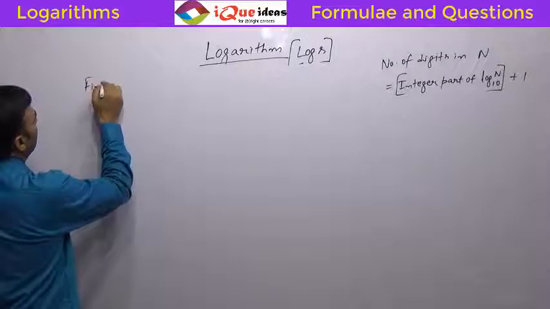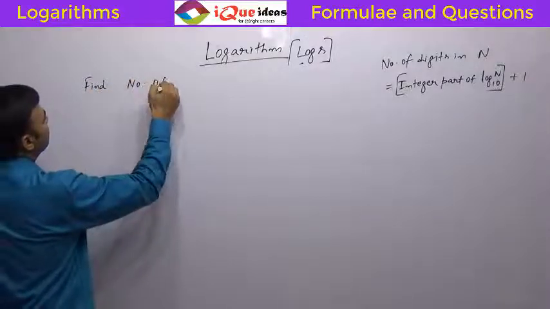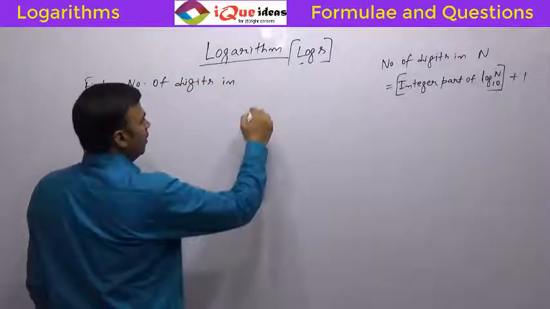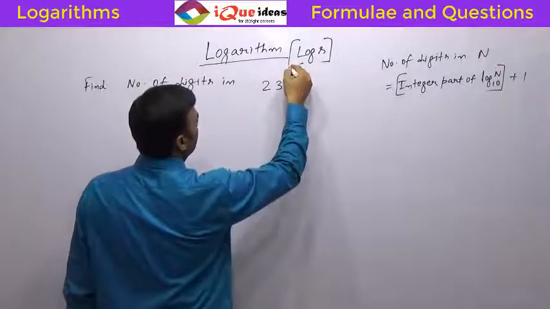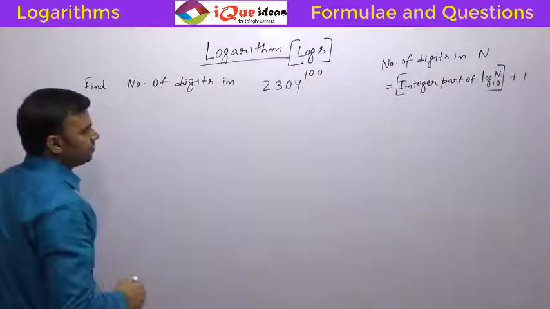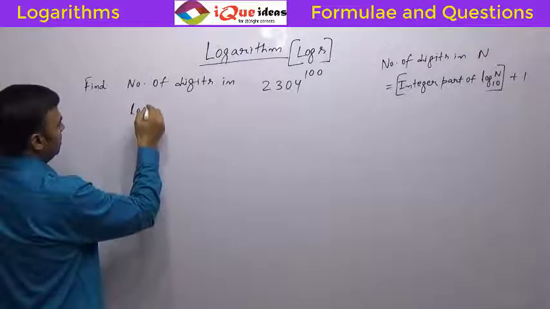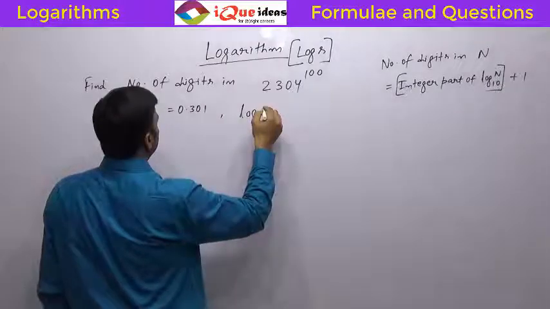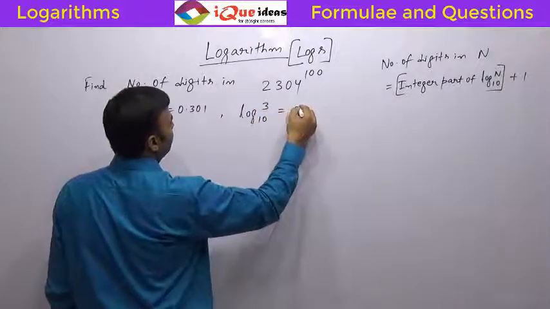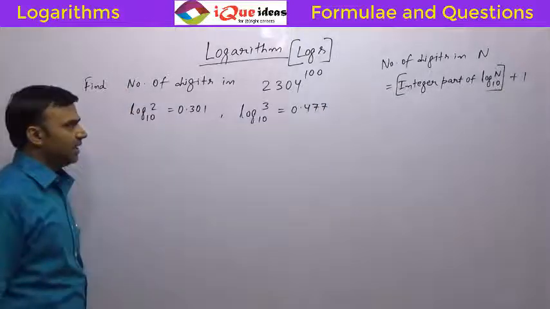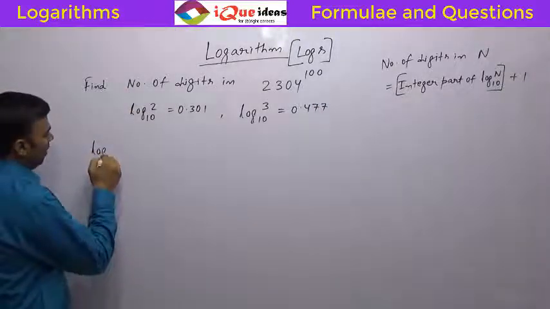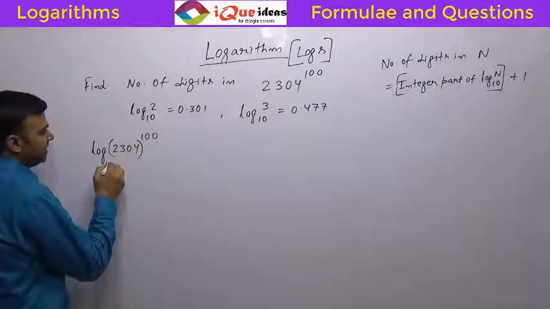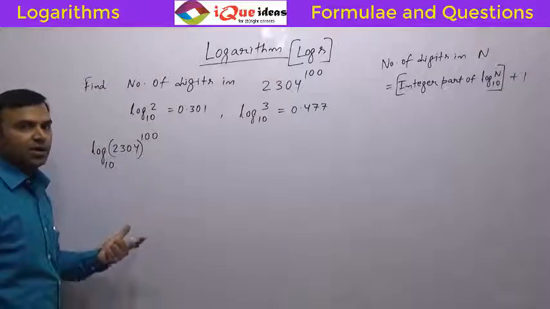Find the number of digits in 2304 to the power 100. For this, log 2 to the base 10 is given as 0.301, and log 3 to the base 10, which will be required, is given as 0.477. Now let's calculate this. First we need to take the log of 2304 to the power 100 to the base 10. Remember, you have to take the log value to the base 10.